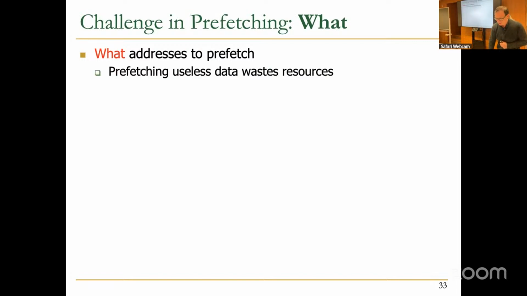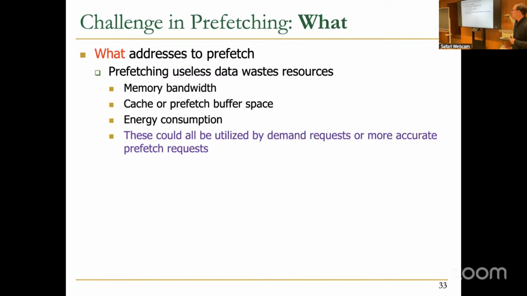So what address do you prefetch? Because this is critical in the end. If you don't prefetch the correct address, you're wasting resources. Many resources that are critical, like memory bandwidth, cache or prefetch buffer space, energy consumption. And these could all be utilized by demand requests or more accurate prefetch requests, right? That's the idea over here. You don't want to waste these resources.